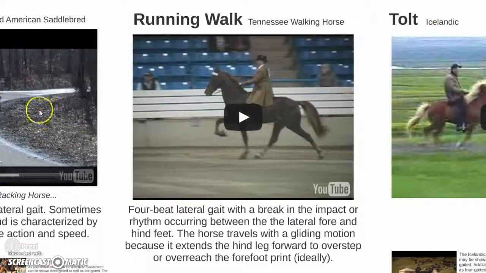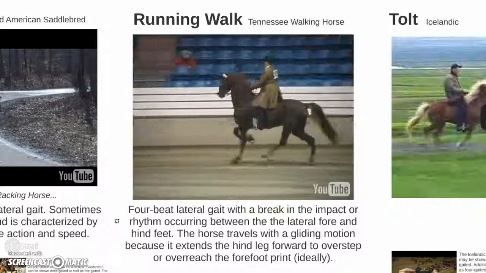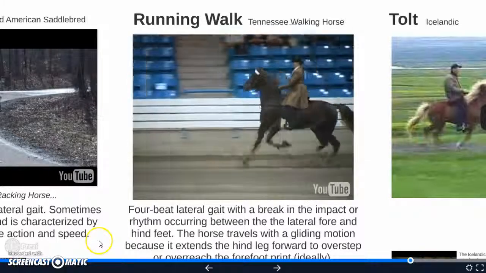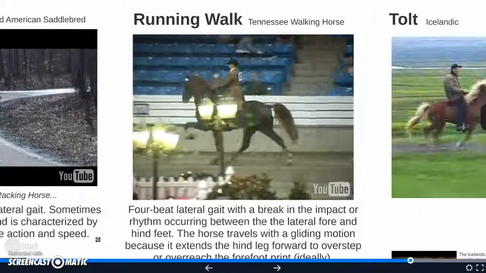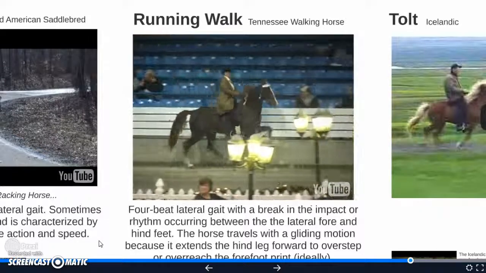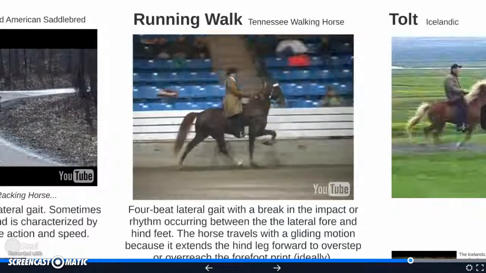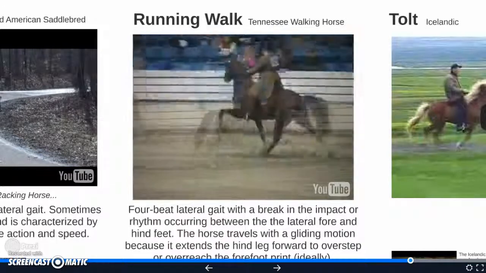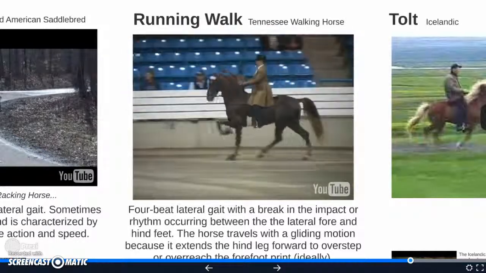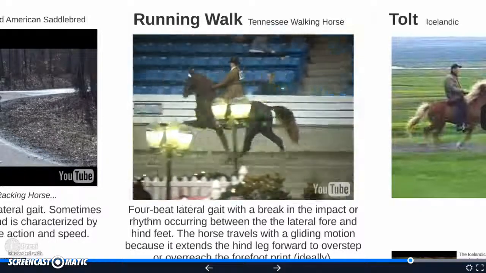Next, we have the running walk. It's a four-beat lateral gait with the break occurring between the lateral and hind feet. The horse travels with a gliding motion because it extends the hind leg to overstep or reach, which is ideal. As you see, this horse does not overstep, but does step back.